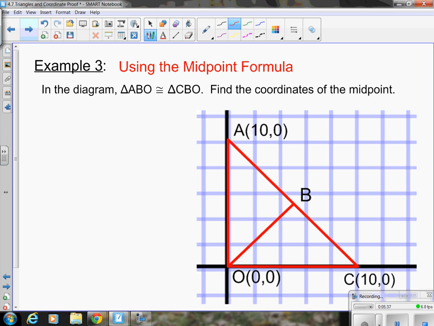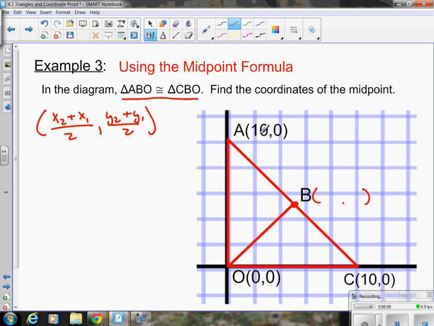Now I want to, using the midpoint formula, show that triangle ABO is congruent to triangle CBO. So what I'm going to do first is find the coordinates of the midpoint. What are the coordinates of B? Now remember, the midpoint formula is x2 plus x1 divided by 2 and y2 plus y1 divided by 2. It's the average of your x coordinates and the average of your y coordinates.